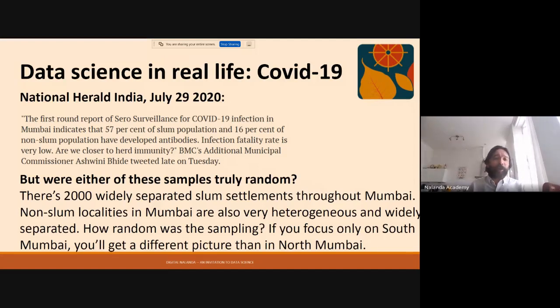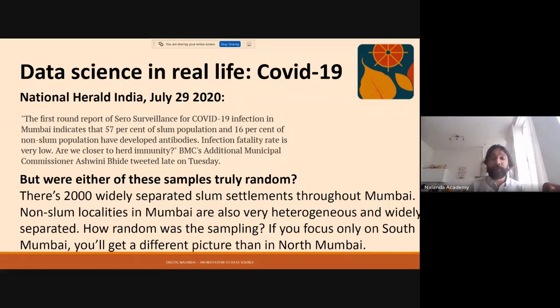Now immediately I went in and I looked at the samples that they looked at, and there are 2,000 widely separated slum settlements throughout Mumbai, but a lot of the samples were, for those of you familiar with Mumbai, from Chembur and the Dadar area, like a little bit below. And I think the furthest north they went wasn't very far north, and Mumbai goes very, very far north. Most of my family members live around the northern part of Mumbai. And so I was thinking, well, they didn't sample anybody there. There are plenty of slums there.